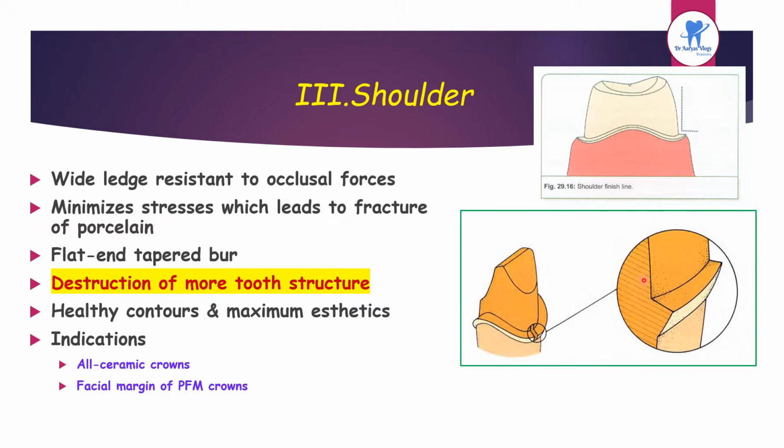It is very important: the chamfer is used for cast metal restorations and the shoulder is used for all ceramic restorations. The indications are all ceramic crowns and the facial margin of porcelain fused to metal crowns.